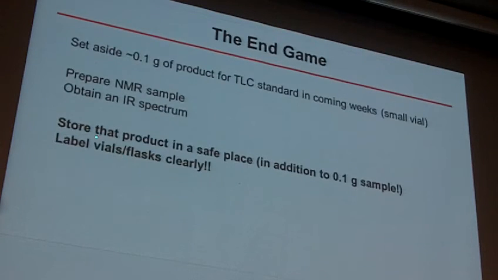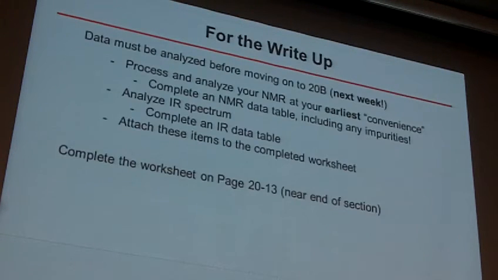So you're going to have two different things. You're going to have one, probably a round bottom that has your product in it. You'll have one vial that has about 100 milligrams in it. Be sure you label them clearly and store them in a safe place because we're going to need those for the next 2 weeks of experiments. Okay, so use those Sharpies. All right, for the write-up. Any questions on that so far in terms of the final things and what you need? NMR, IR, a little bit set aside.